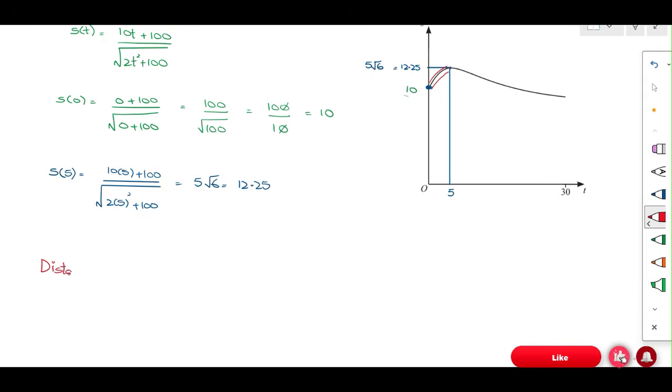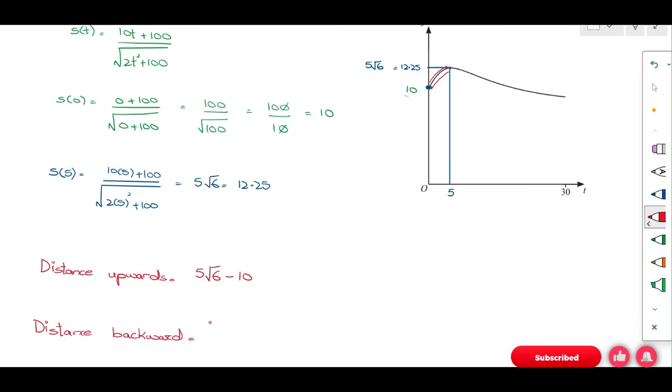So the distance upward, we can say, is from the starting point till the maximum. So the starting point is 10 and the maximum point is 5 root 6. So what is the total distance traveled? The distance is 5 root 6 minus 10. So this is the distance traveled from the starting point till the maximum. And now we need to figure out the distance downward, the distance backward, we can say.